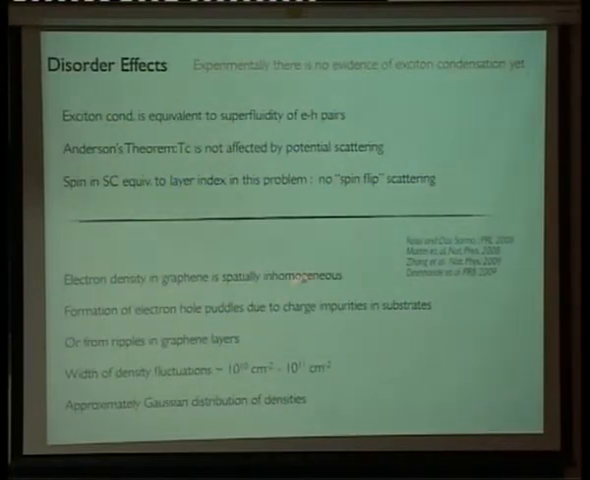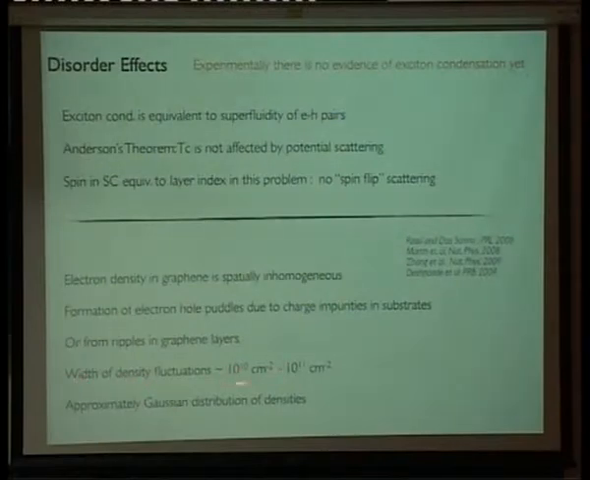But electron density in graphene is spatially inhomogeneous. It's very inhomogeneous, and we have a lot of experimental evidence for that, some of it from Amir's group and from others. Amir's group's paper is this one in Nature Physics. This was first pointed out in a very difficult calculation by Rossi and Das Sarma. What happens is you form electron hole puddles. This happens due to the presence of charge impurities in the substrates. In some cases, this can also happen from ripples in graphene layers.